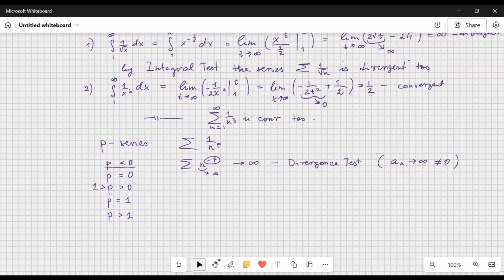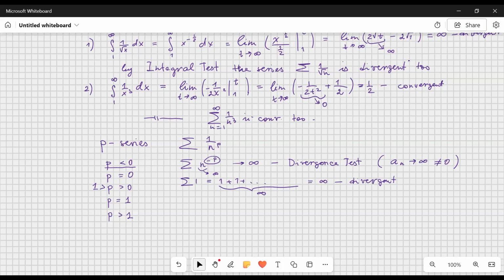Remember. What is going to happen when p is equal to 0? You're going to have a bunch of ones, and if we have infinitely many ones, we're going to have a series of ones, which is 1 plus 1 plus 1. If you have infinitely many ones, we're going to have infinity. So divergent.